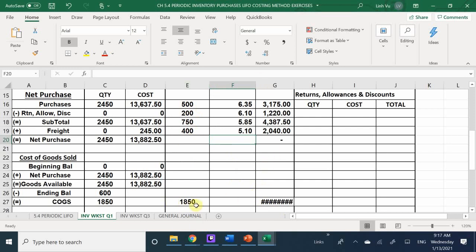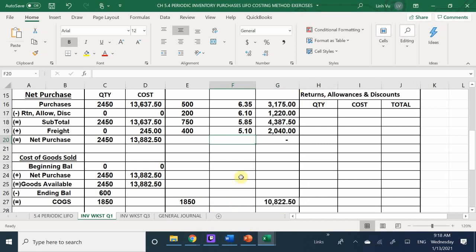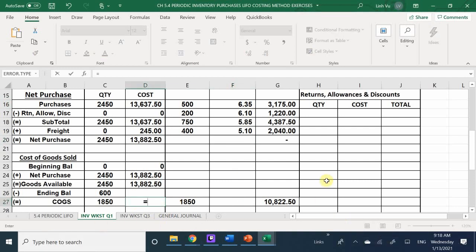So I have $18.50 giving me a grand total of $10,822.50. Okay.